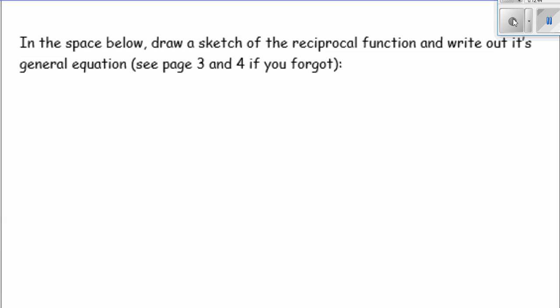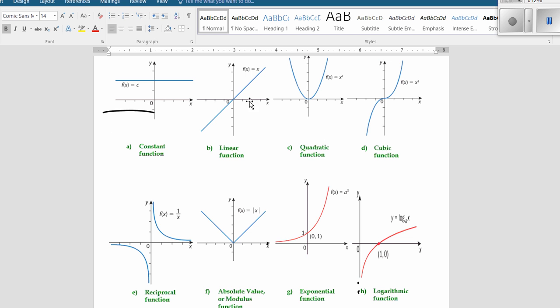So pages 3 and 4 of the booklet is kind of like when we were back here. The reciprocal function generally looks like this. We also drew in vertical asymptotes and horizontal asymptotes. So we have a vertical asymptote. Why do we have a vertical asymptote again, in terms of the equation? Yeah, exactly, can't divide by 0. So in this case, there'd be a vertical asymptote through x equals 0.